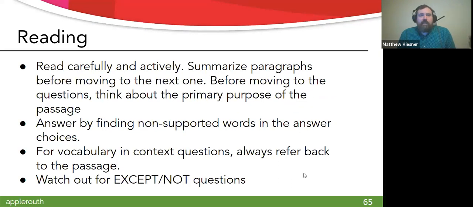So some of the same things apply: reading actively, summarizing things, finding answers that don't work. Some of the differences are that there's more vocabulary and context questions, but always refer back to the passage. Don't just pick the answer because you know the word, because they do like using figurative language and stuff like that. And they do ask except and not questions. So watch out for things like: the author provides all the following as examples of common creators of pollution except, right? Those are kind of tricky.